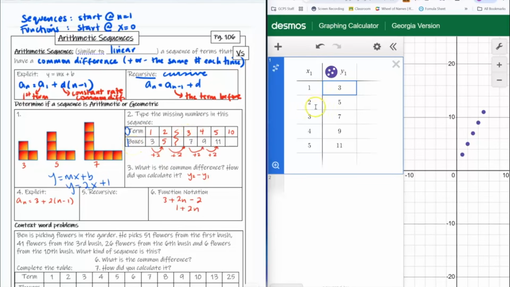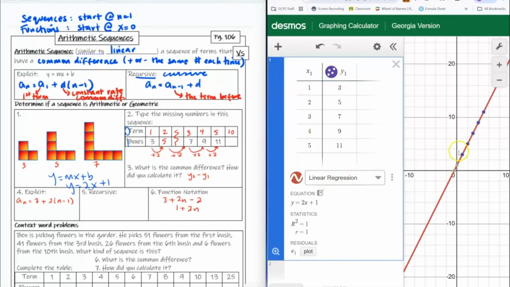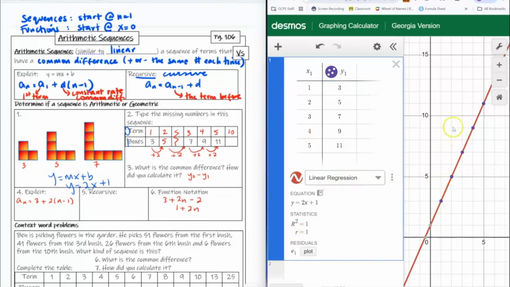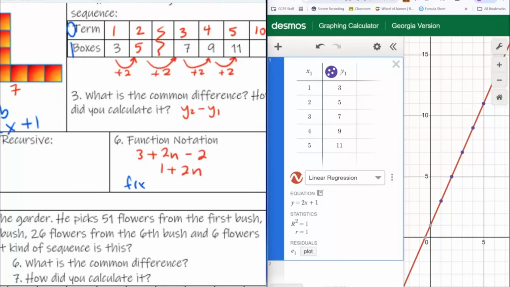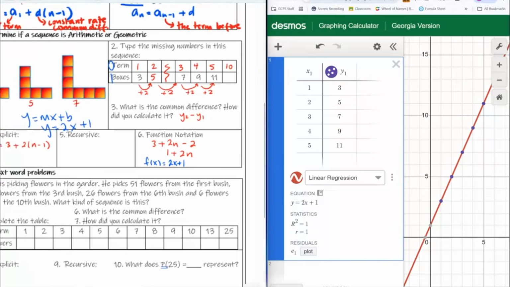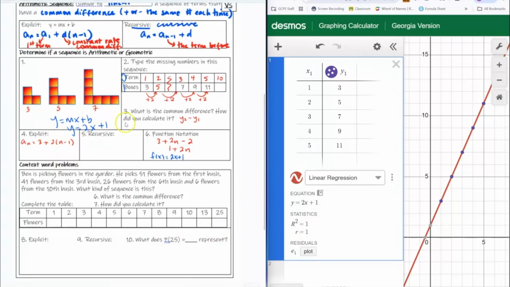Of course, what you could also do is just put it right into Desmos, click the flag, you know it's linear, and make sure you zoom fit to make sure that it's perfect. Yes, it is. And there it is as well, y is equal to 2x plus 1. So my function notation is f of x is equal to 2x plus 1. So we can go from explicit into function notation.